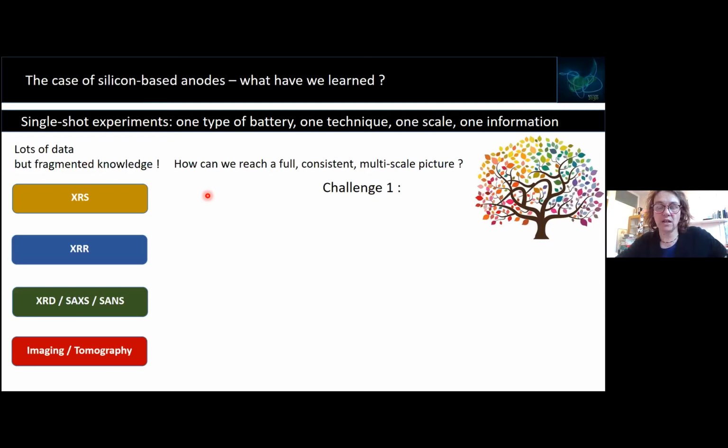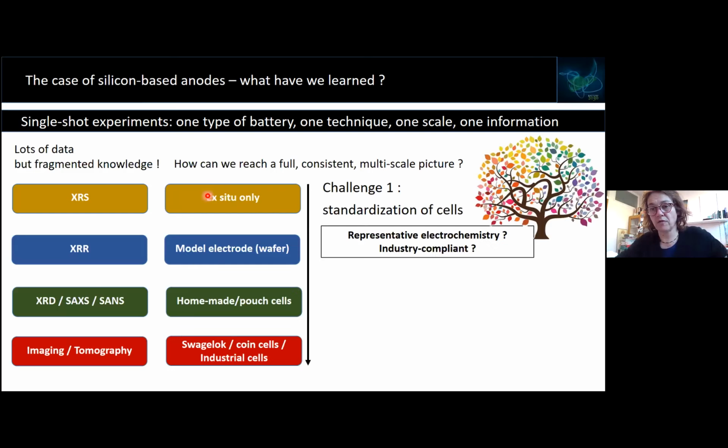Challenge number one is the standardization of cells, because all the results I've shown, you've seen, have been taken on different kinds of cells, different kinds of protocols for cycling that were applied and so on. So it's very difficult to compare the results. The second challenge is we would like to have a more holistic approach because we want to see the tree and not only the individual leaves with a lot of details. And so we need to combine and couple techniques.